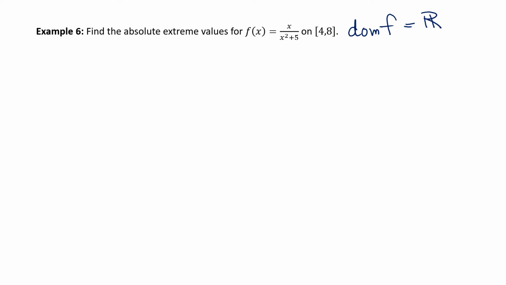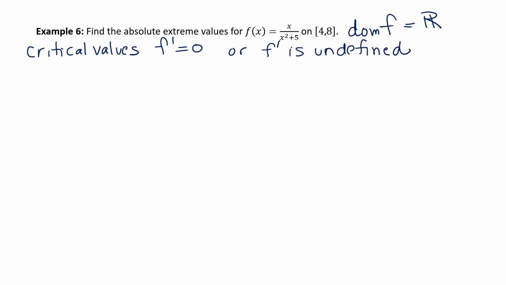We need to find critical values. And critical values occur where the derivative equals 0 or the derivative is not defined. Regardless, we have to find the derivative. And to find the derivative, we're going to use the quotient rule.